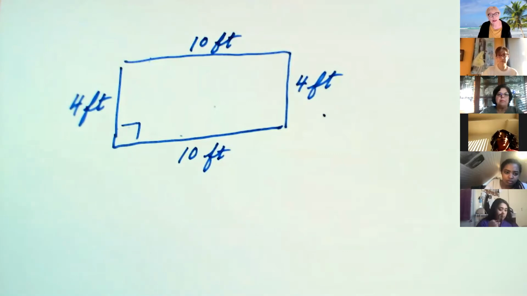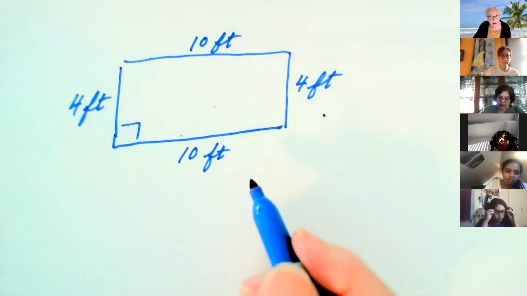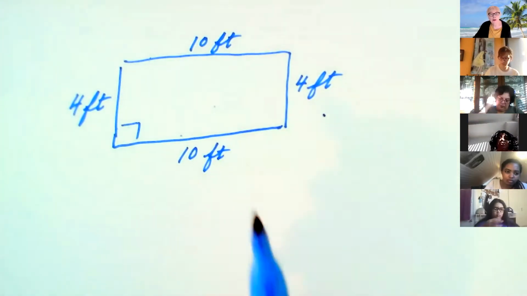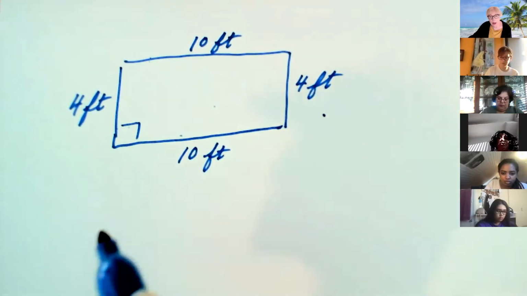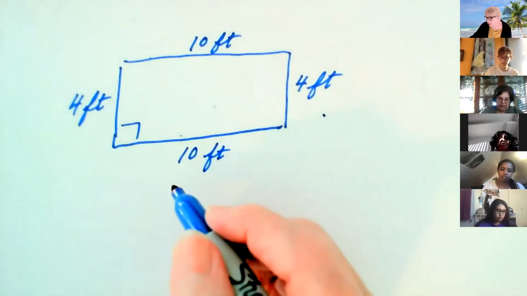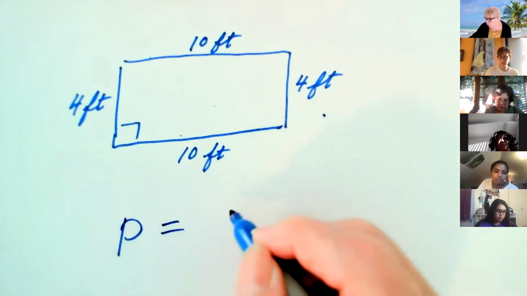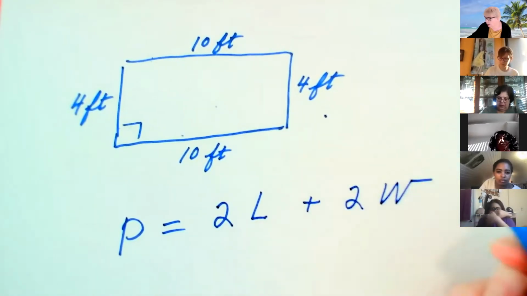And so that's what needs to happen. If you ever run into an example where they're not all the same unit, you need to make them all the same so that you can add them. So there's 2 10s and there's 2 4s. And so the formula, 2 times the length and 2 times the width.